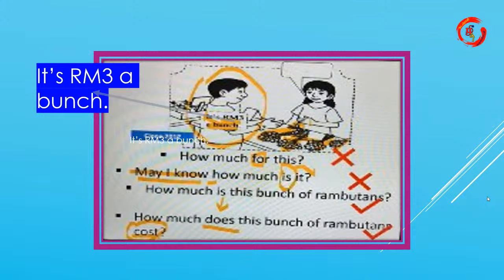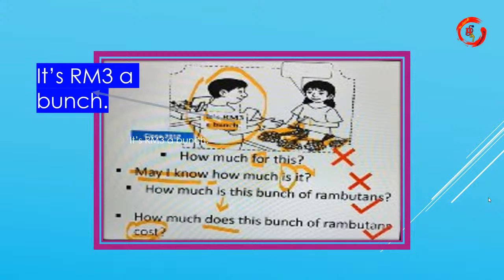Okay, look at this one. Look at this picture. So there is a shop, there is a stall. The man is selling some fruits, and he's saying it's RM3 a bunch. Here you got to be careful, okay? So he's already telling the price. So let's see what must the lady say.